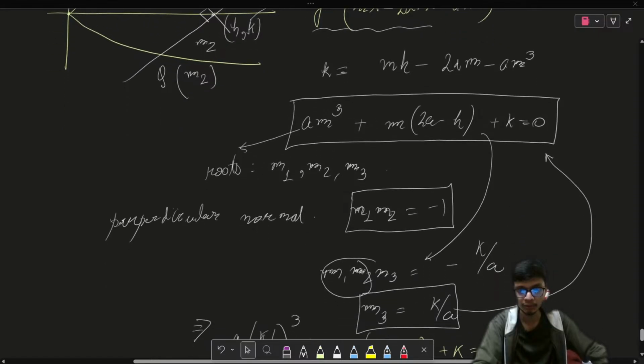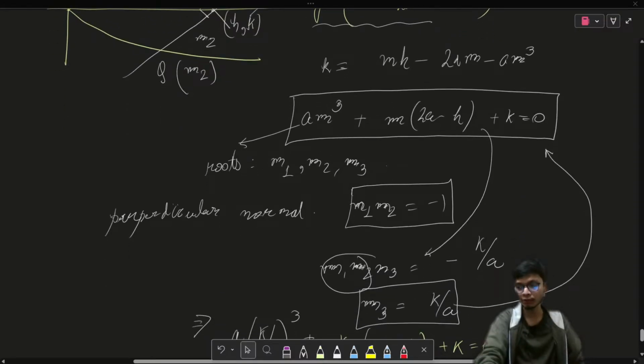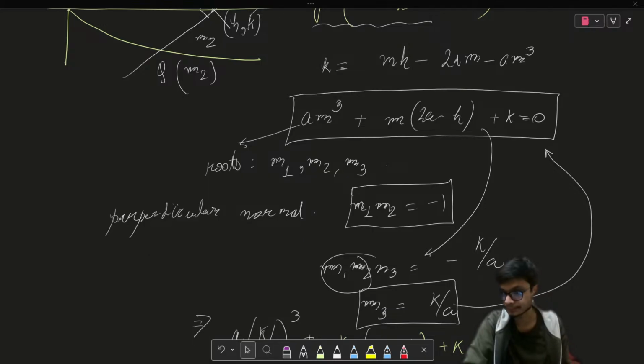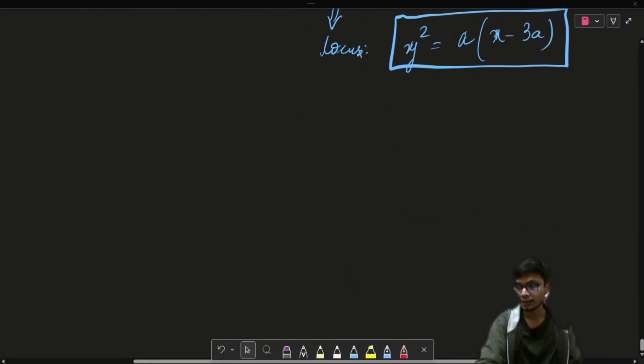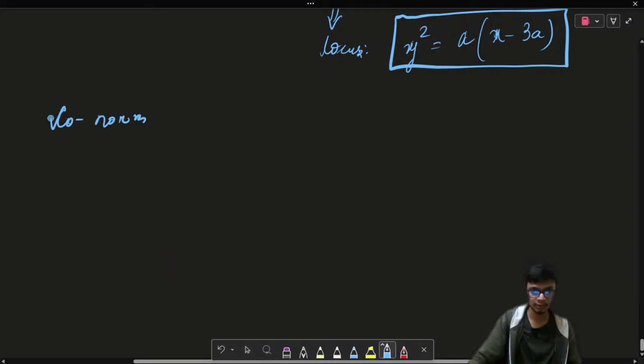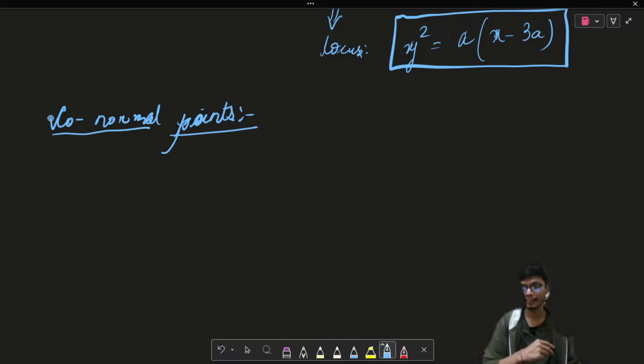This is a very interesting problem, and we need to be careful enough whenever we are solving these kinds of problems, okay? Is this part clear to all of you? Okay. So if this question is clear, let us now discuss another important concept, that is the concept of conormals, okay? So let us discuss the concept of conormal points.